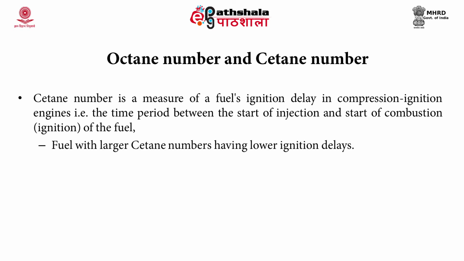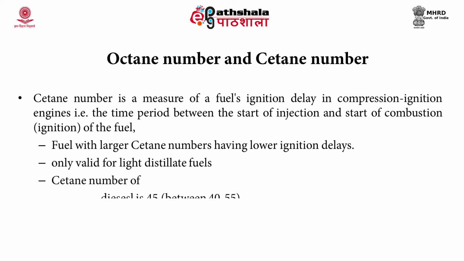Fuels with larger cetane numbers have low ignition delay. This is mainly meant for compression ignition engines, and it is useful for light distillate fuels, because in heavy fuel oil a different burning quality index is used. Normally the cetane number is between 40 and 55, on average 45, and for biodiesel it is 60 to 65. The cetane number of gasoline is normally not used, but if you check that value, you will get only 5 to 20.